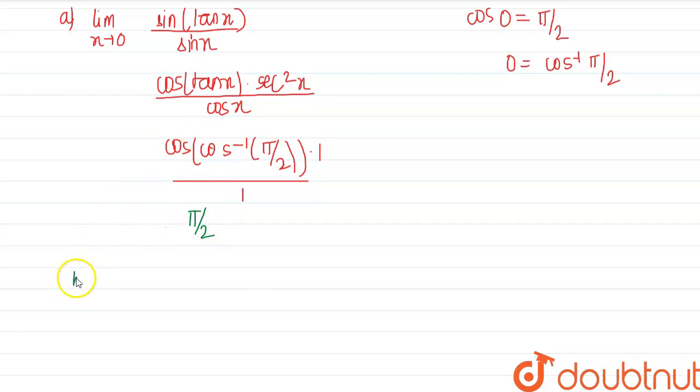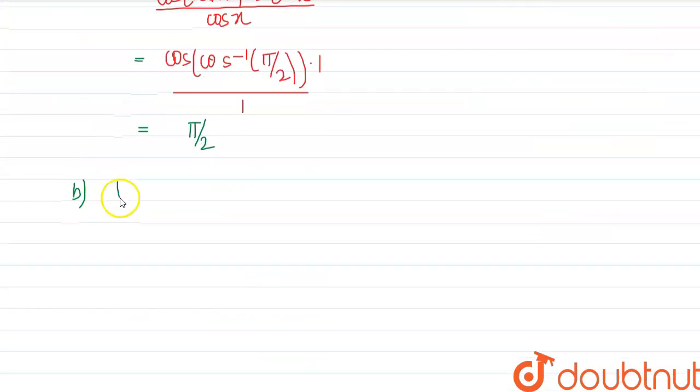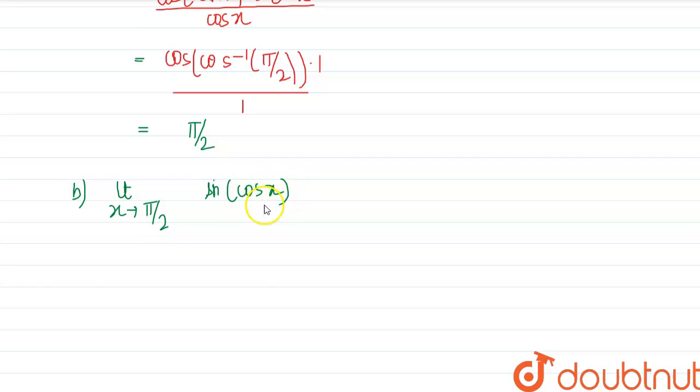So first option is incorrect. Now we'll move on to option B. B option is sin(cos x) by cos x, limit x tends to pi by 2. See, this is cos pi by 2, that is 0, and cos pi by 2 is 0. So this is again 0 by 0 form.